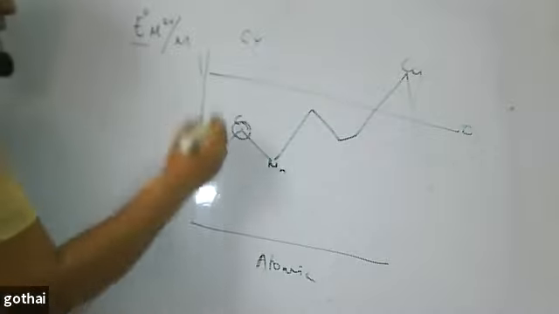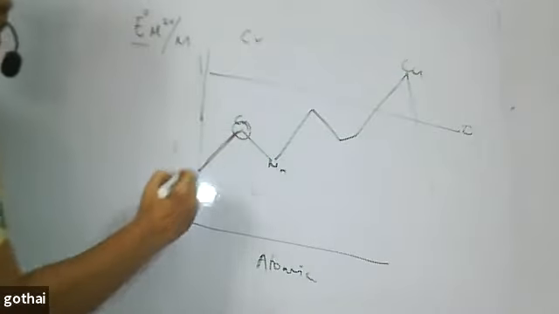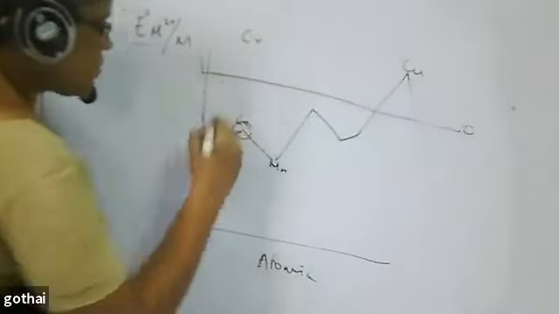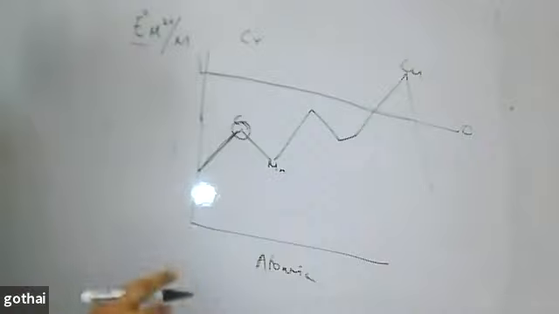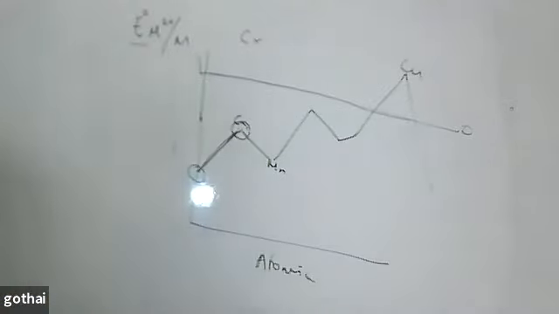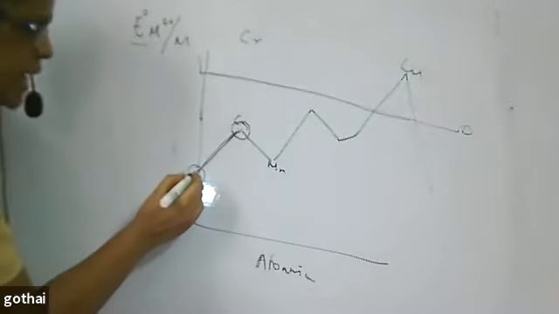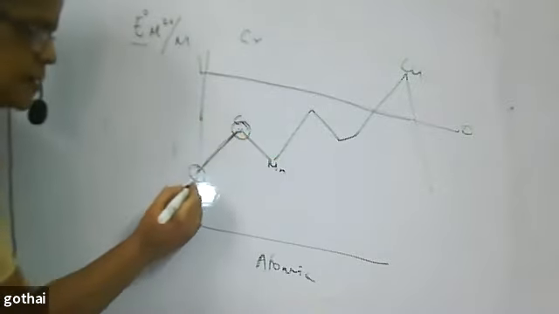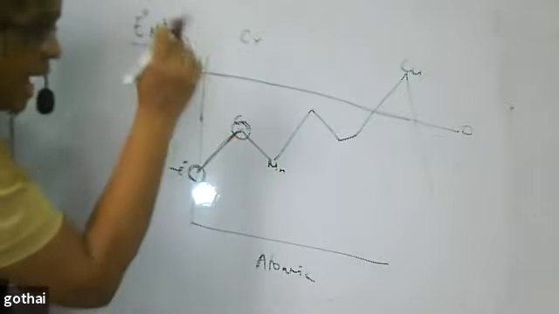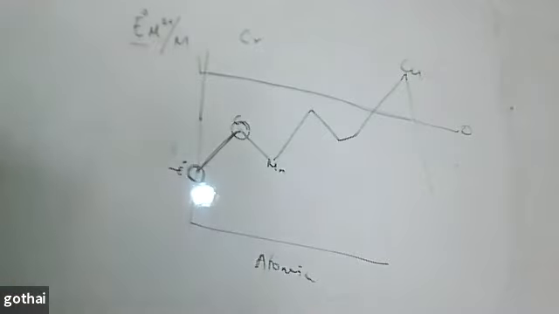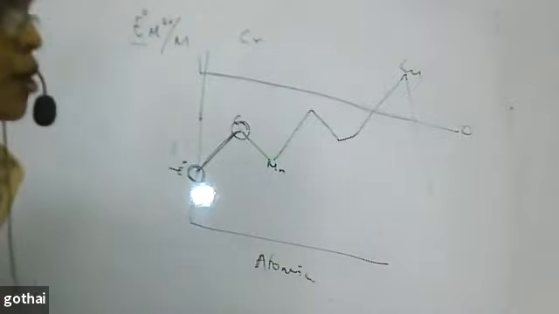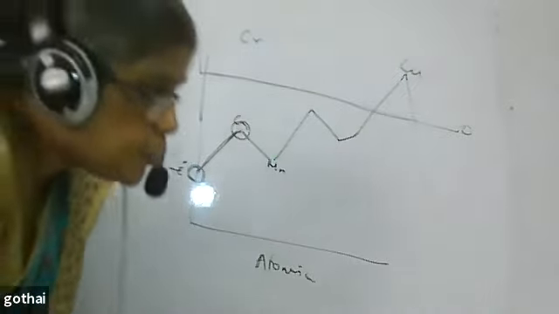E0 value increases. Whether it is negative or positive, up to this value it is negative. But when I move from here to here, I see a slight increase. When I compare this element and this element, this has a low E0 value and this element has a high E0 value. A high E0 value means it acts as a very good oxidizing agent. A low E0 value means it acts as a very good reducing agent.